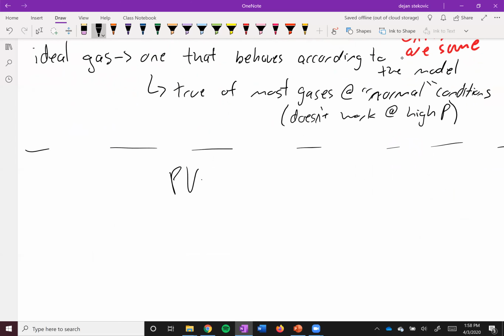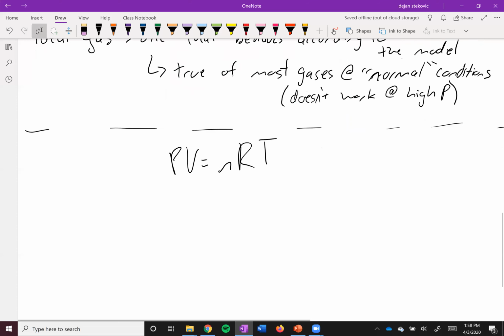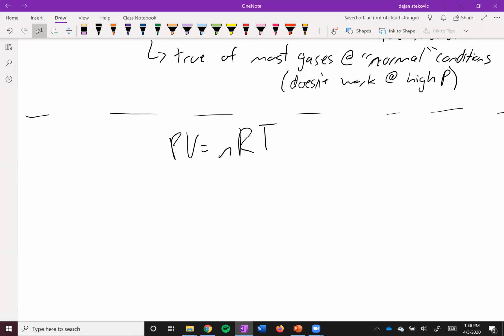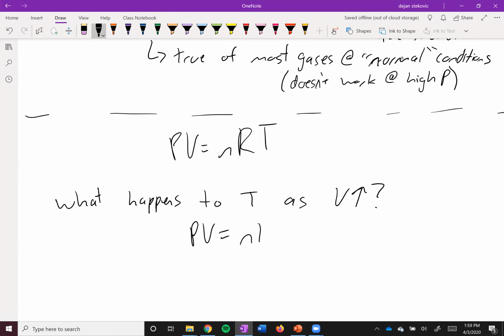I'm just going to write PV equals nRT. The first type of question is just a qualitative kind of question. So for example, you could ask, what happens to T as volume increases? And so the first thing you want to do is write your equation, PV equals nRT. And then you want to think about what you're talking about here. Volume increasing, this one's over here, and temperature right over here. And we're saying that volume is increasing.